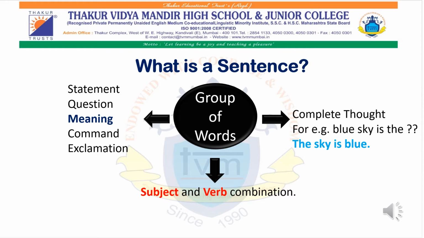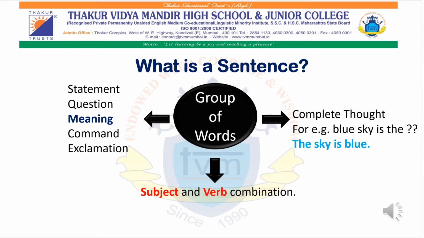Also, a sentence is a combination of a subject and a predicate. And the most important thing is that a sentence is meaningful, and a sentence can be a question, an exclamation, a statement, or a command. So today we are going to study the types of sentences.